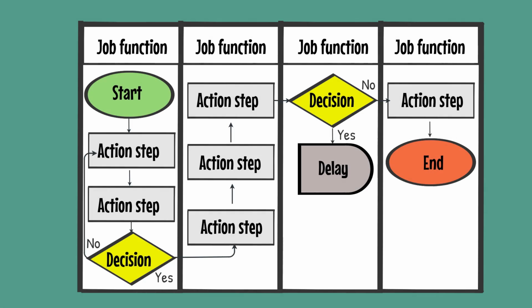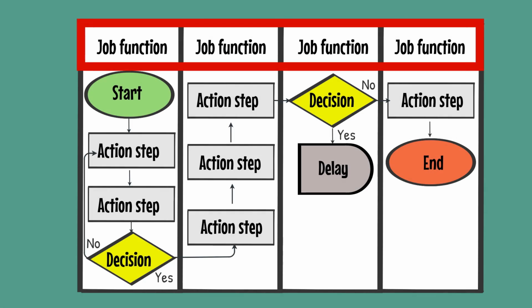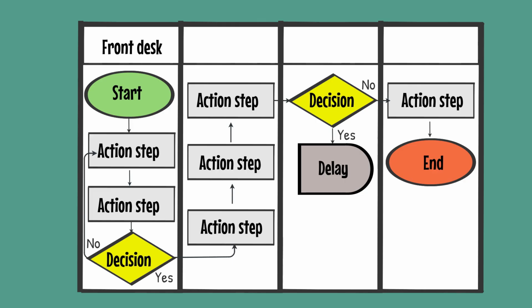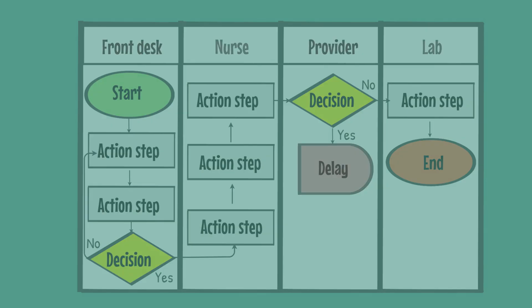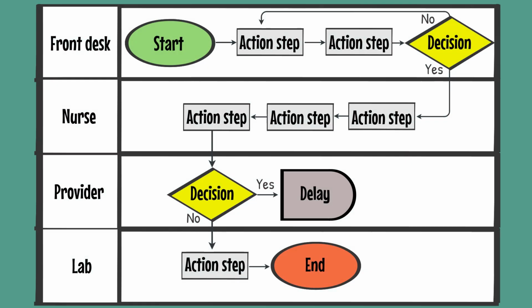And finally, you can build a swim lane map, which shows who is responsible for each step. This format divides the process by role or function, like front desk, nurse, provider, lab, and helps clarify handoffs, overlaps, and gaps between team members. You can make it horizontal or vertical based on whatever works best for visualizing the process.